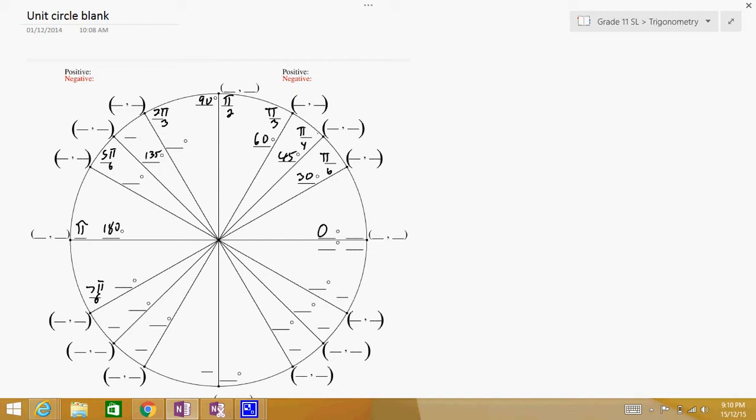The next one is 3 pi over 4. The next one's 4 pi over 4, which is pi. The next one's 5 pi over 4. The next one's 6 pi over 4. Next one's 7 pi over 4. And the last one's 8 pi over 4, or 2 pi.